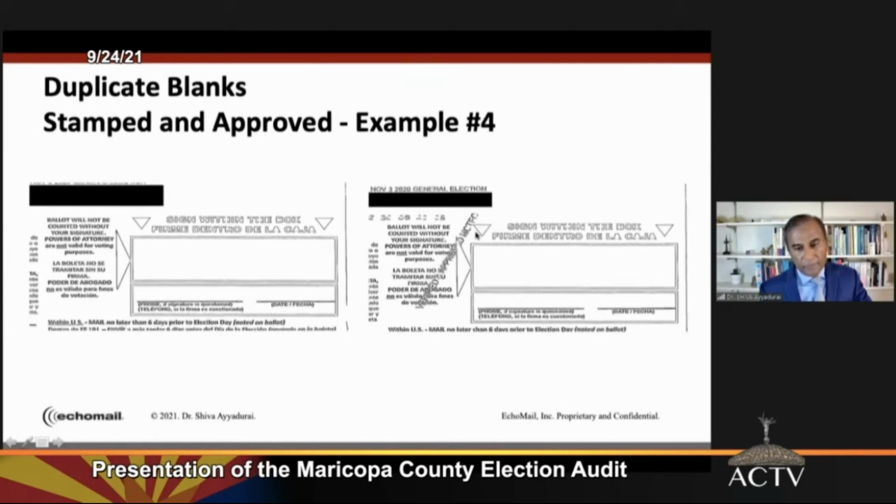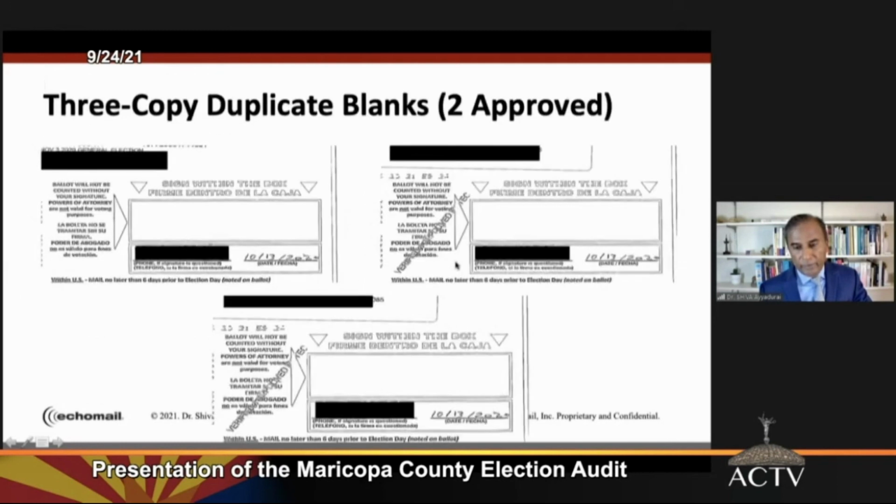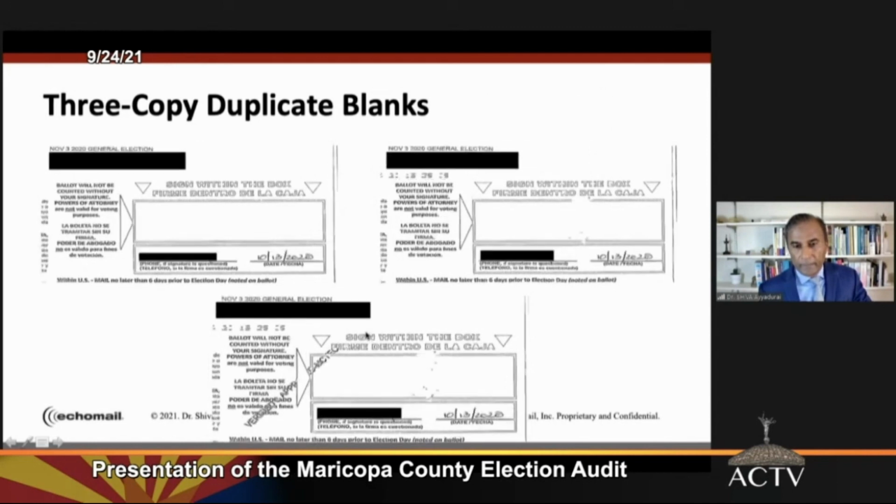Same here, 4th example, and there are many others, but these are pure blanks, and they're being approved. In fact, this is a 3-copy duplicate, where 2 are approved. So 1 voter sent in 3 copies, and 2 got approved. Another one is a 3-copy duplicate, where 1 is approved.